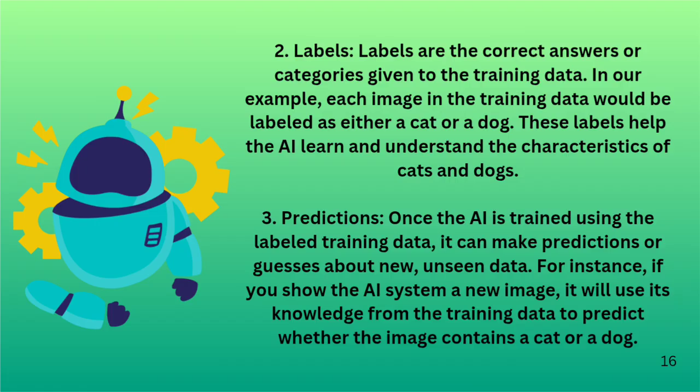3. Predictions. Once the AI is trained using the labeled training data, it can make predictions or guesses about new, unseen data. For instance, if you show the AI system a new image, it will use its knowledge from the training data to predict whether the image contains a cat or a dog.